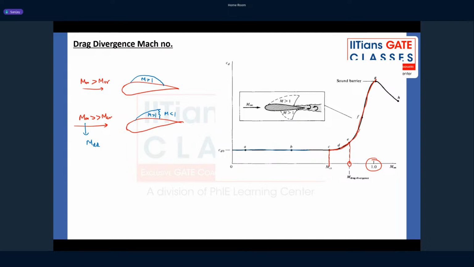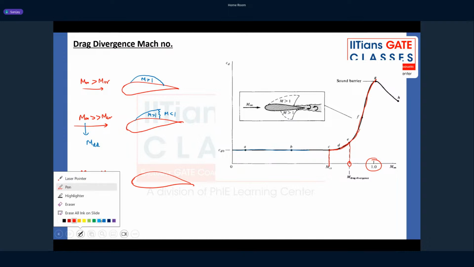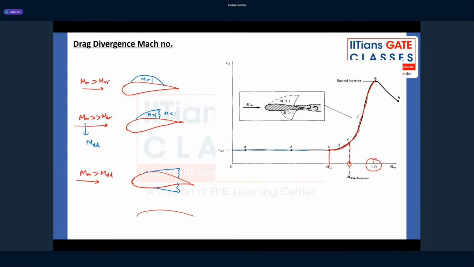And then if I increase the Mach number above drag divergence Mach number, if my free stream Mach number is greater than drag divergence Mach number, then you see the shock will move close to the trailing edge. And after a point, you will see that the shock will exactly be at the trailing edge. That is when the drag slowly starts to reduce, which is a very good condition for us.